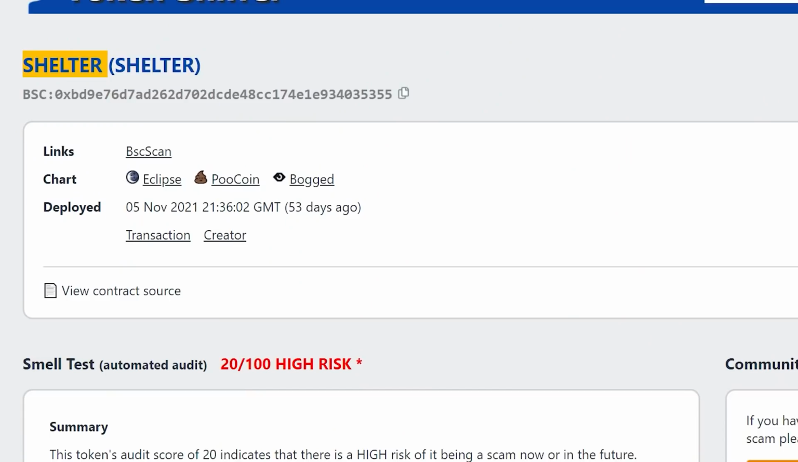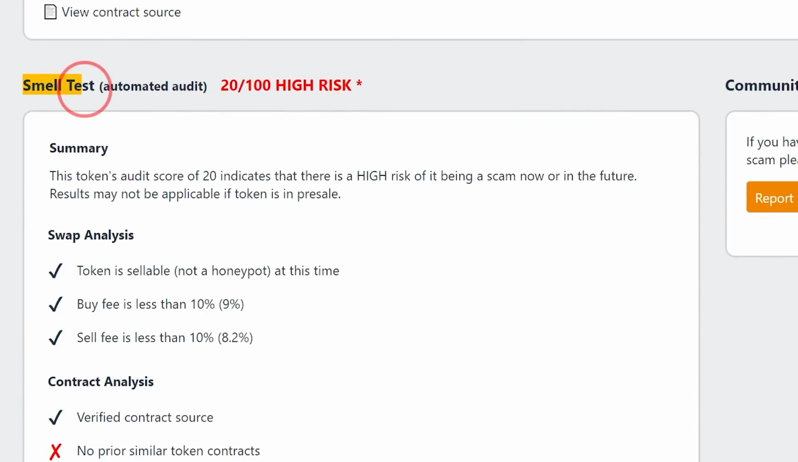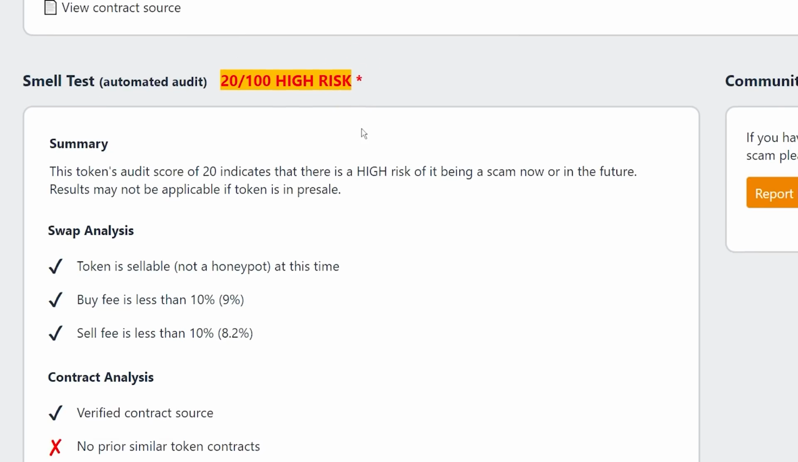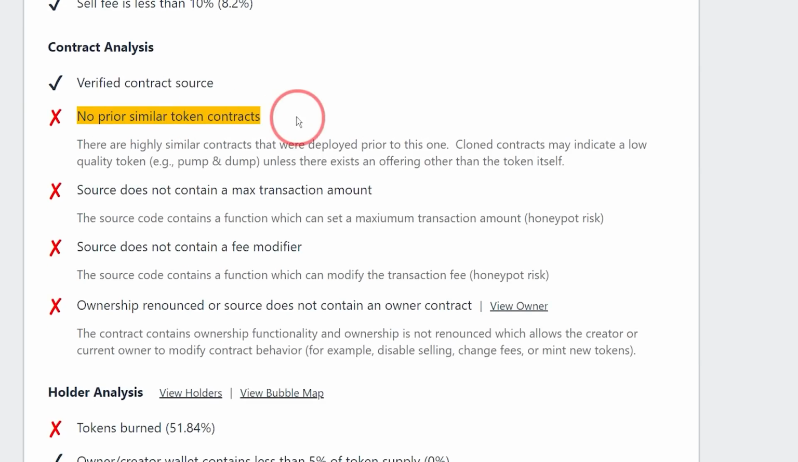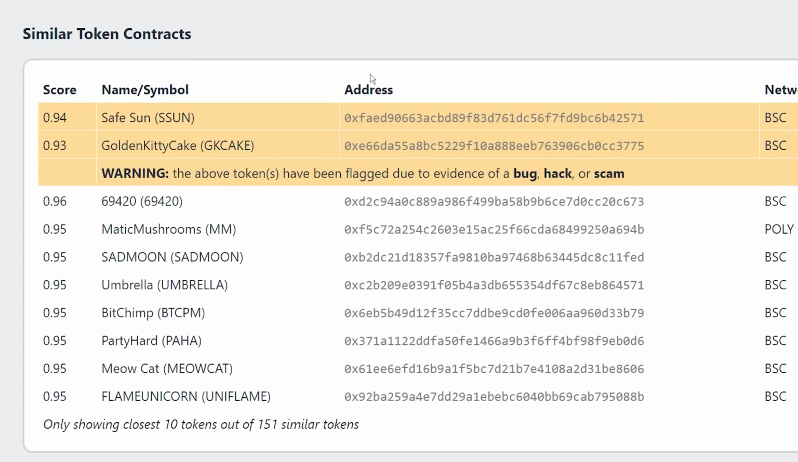So this is where you can use the next tool, Token Sniffer. They will show you something called a smell test, basically how smelly the crypto is. And in this case, it's got 20 out of 100, which has a high risk of being a scam. You can see that it has failed a lot of checks, like there's a lot of similar token contracts. If you scroll down, it found like 151 similar cryptos, like Safe Sun, Golden Kitty Cake, which was flagged as a bug, hack, or scam.